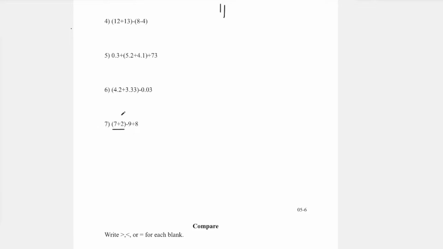Okay, number 7. Do what's inside the parentheses first. 7 plus 2 is 9. 9 minus 9 plus 8. 9 minus 9 is 0. Plus 8 would be just 8.